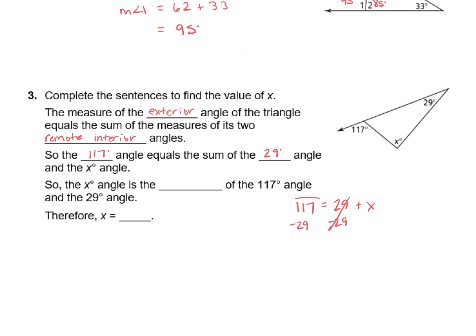And here's what they're asking us to fill in next. So the x degree angle is, because we subtracted, the difference of the 117 degree angle and the 29 degree angle. So there's that 117 minus 29. And when we do that, we get x to equal 88 degrees. So therefore, x equals 88 degrees.